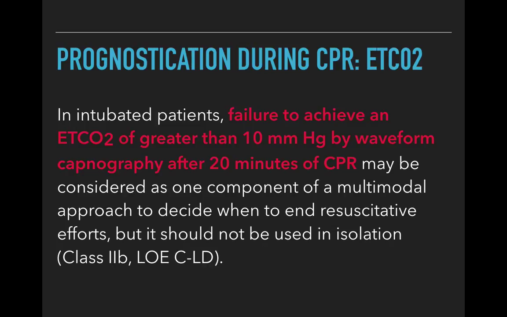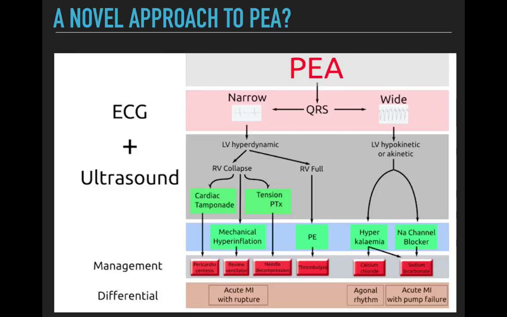Now, this is actually kind of a neat part of 2015, is they're starting to hone in on prognostication, which I like. Now, I'm sure most of you have heard about this sort of novel approach to PEA. You get a PEA patient, you look at the ECG or the EKG, and you look at the QRS. Is it narrow or is it wide? And that sends you down two different algorithms.